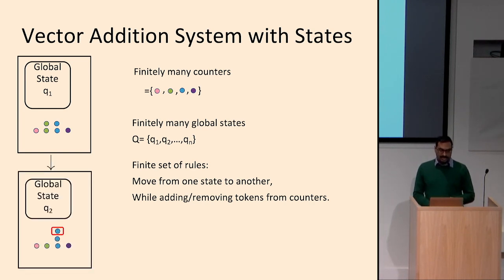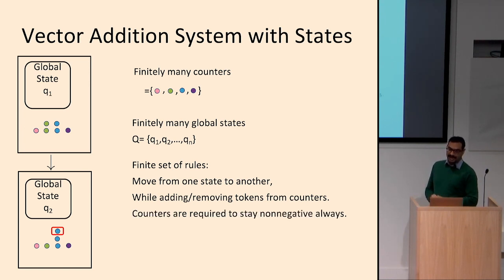Here, for example, we moved from this configuration where we were in Q1 with these contents in the counters, and then we moved to Q2. Here we applied this rule where we subtracted 1 from the green counter and added 1 to the blue. It's important that the counters are required to stay non-negative always. So if you had no green tokens at all, we could not have applied this particular rule.